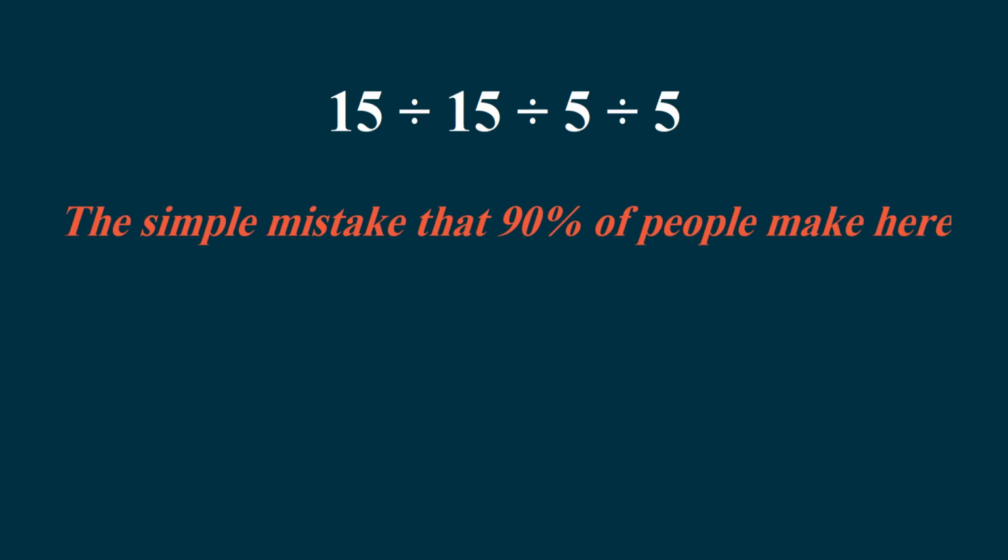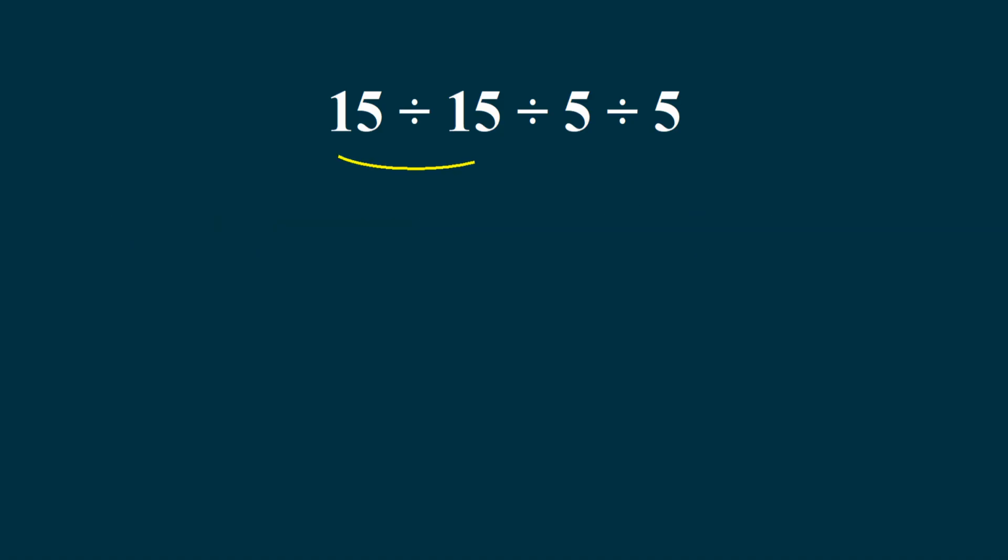On today's vlog, 15 divided by 15 equals 1, and 5 divided by 5 equals 1. Now we have this problem: 1 divided by 1 equals 1, but this answer is not correct, because according to the order of operations we must do this division, then this division, and at last this division.